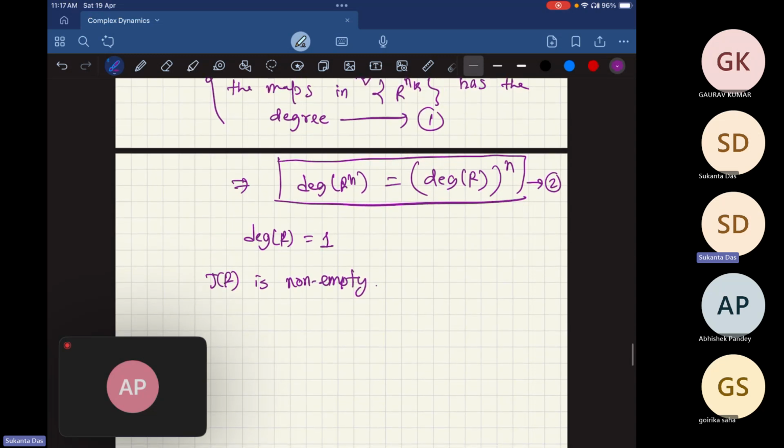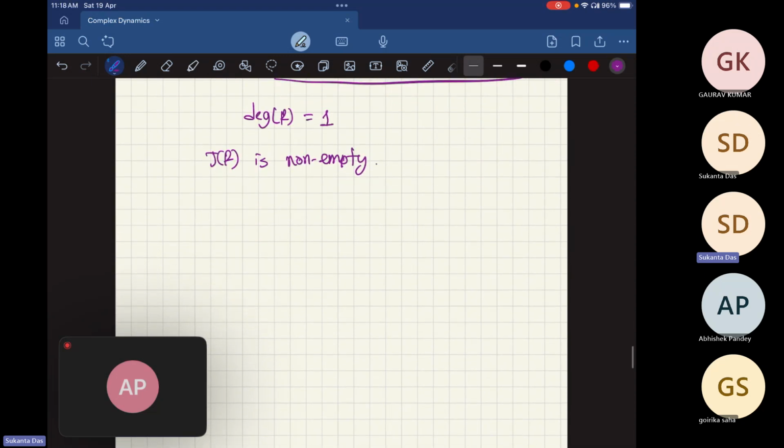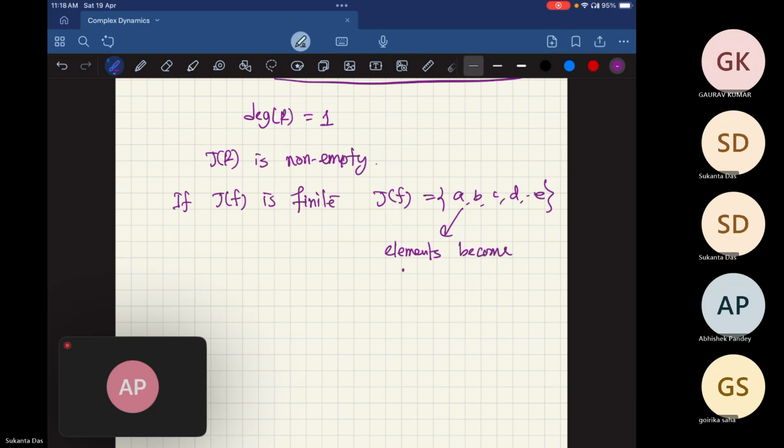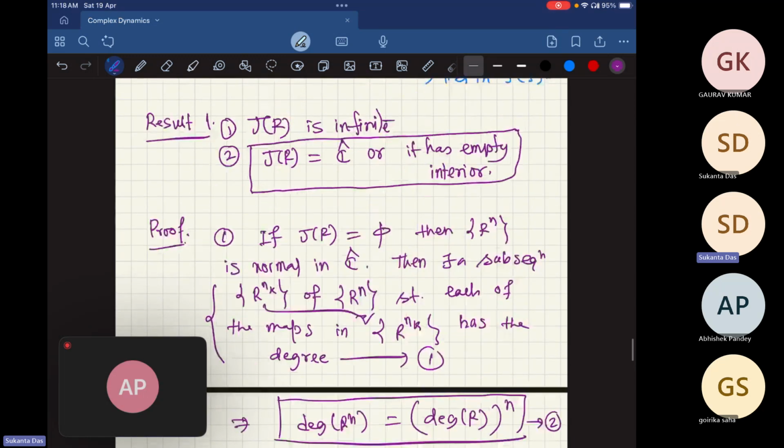Now the question is how it is an infinite set. It can be thought of like this: suppose the Julia set of F is not empty, but finite, with some elements, say B, C, D, I don't know which. As I said earlier, the Julia set is a completely invariant set. So all the elements of this set become exceptional points of F.